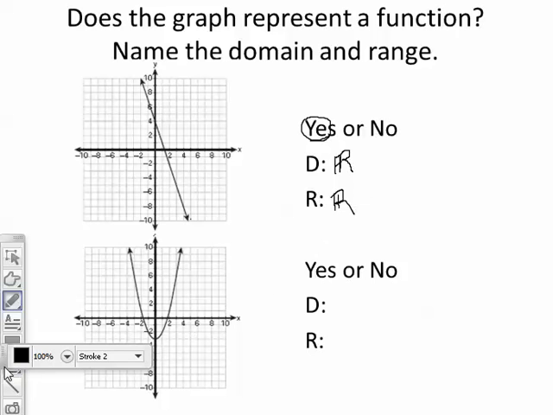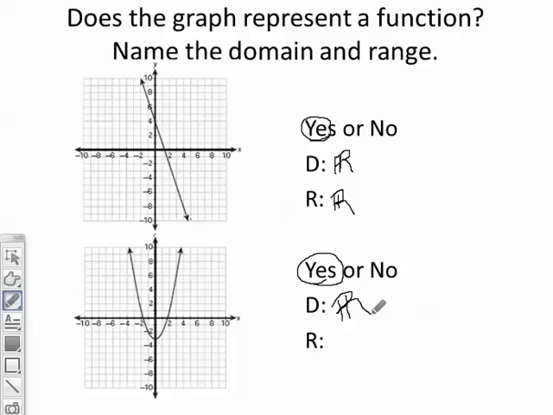This one down here at the bottom, the parabola. Does that look like it's going to be a function? Well, yes, that one's going to be a function. I know that a parabola is a function. Domain is going to be all real numbers. It's going to start at negative infinity and go to positive infinity. How about the range? Ooh, range is different. See, it doesn't go below this number, does it? So it's all real numbers.